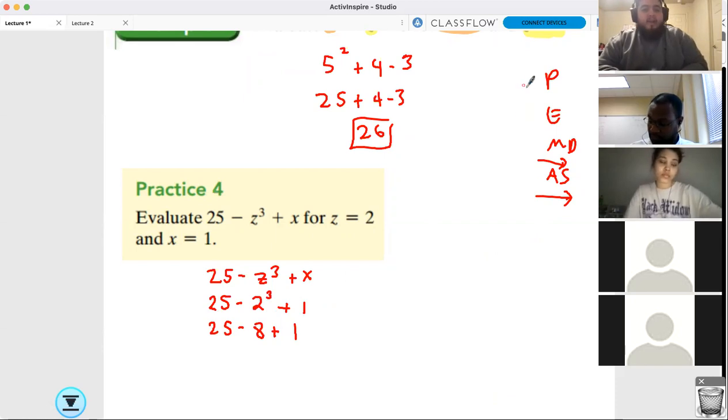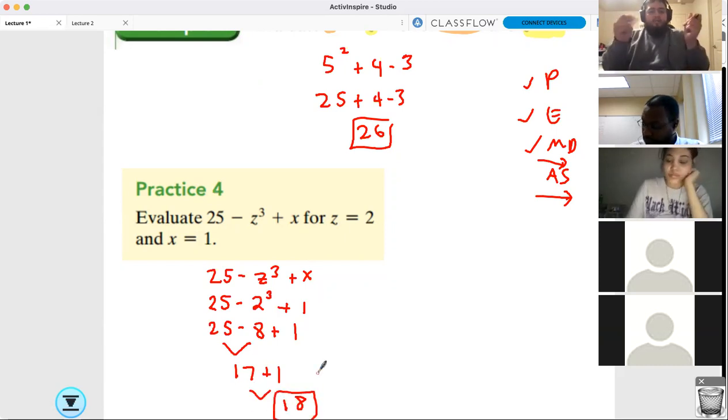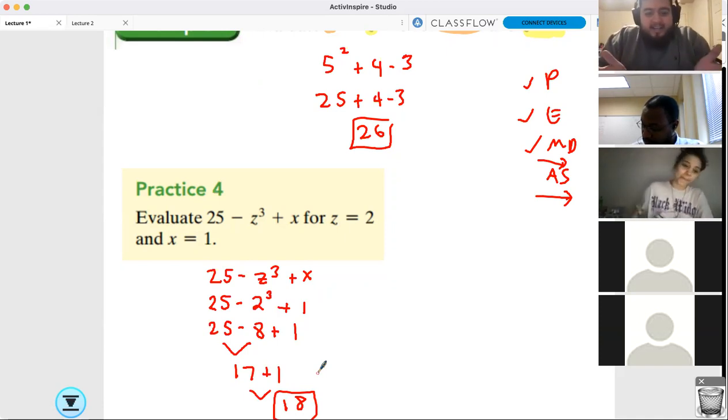So that's done for exponents. There's no multiplication or division. So now we add and subtract from left to right. Can someone tell me what 25 take away 8 is? 17. Good. Bring down the plus 1. 17 plus 1 is 18. Thank you. All right. Everyone understand Kayla's steps and reasoning? Everyone feel good with 18 now?